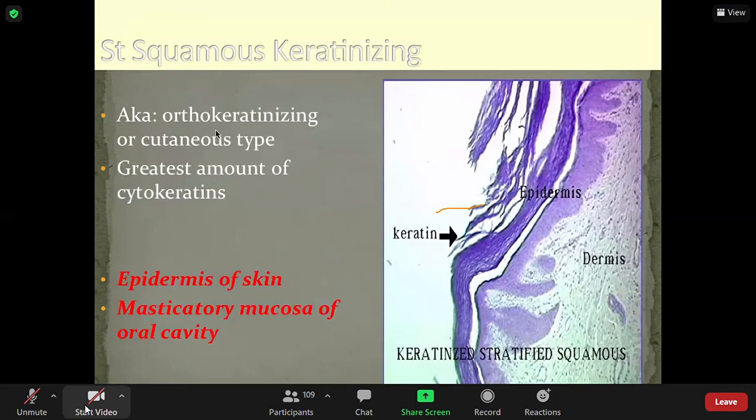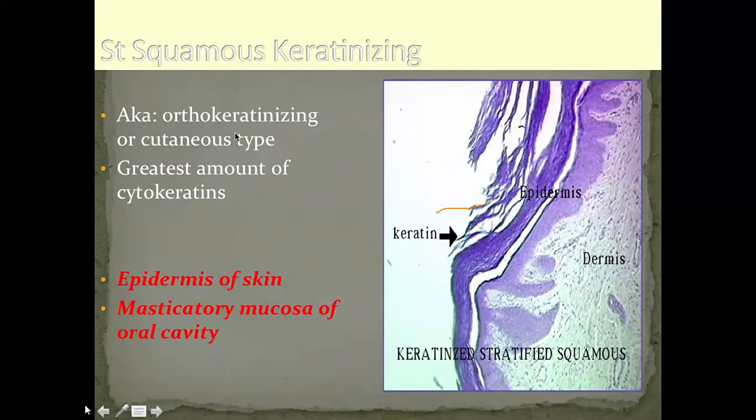The stratified squamous keratinizing is also known as orthokeratinizing or the cutaneous type of squamous epithelium. It's called as such because there is the greatest amount of cytokeratins. These are the dead cells. This can be found in the epidermis of the skin and the masticatory mucosa of your oral cavity.